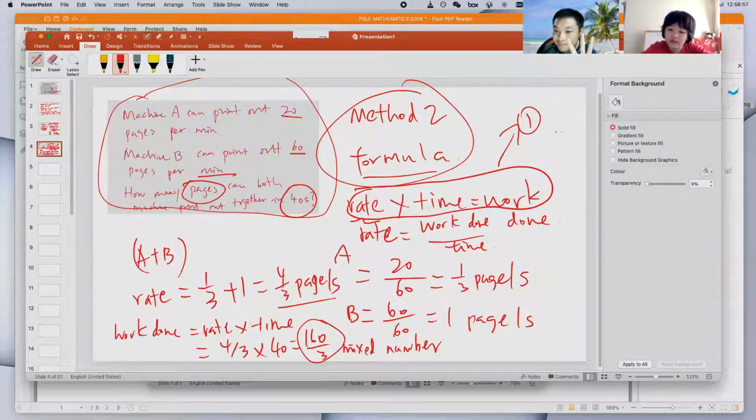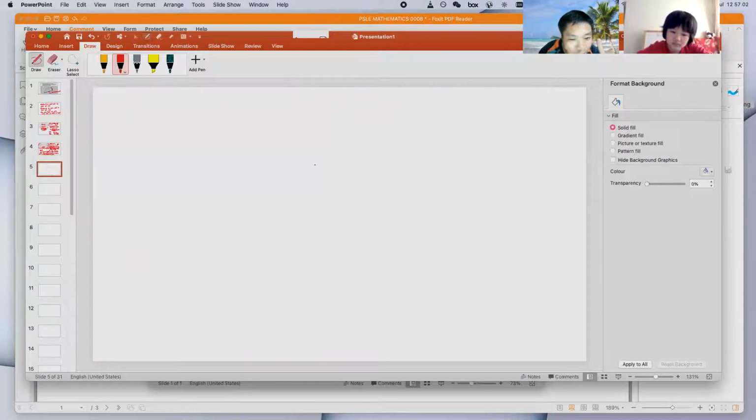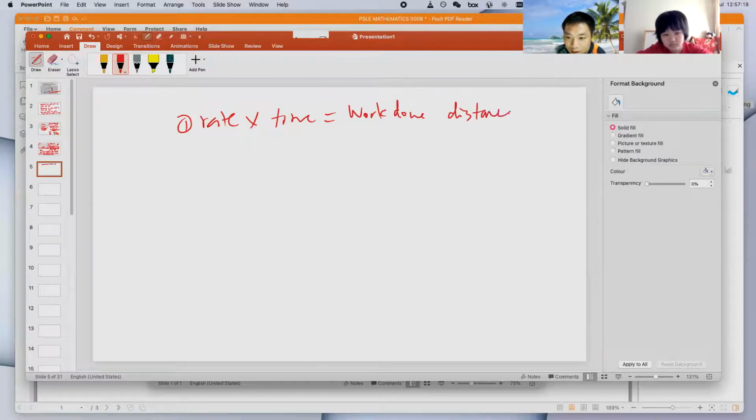I'm writing. Okay, I give you a blank canvas, I let you write here. So number 1: rate times time is equal to work done. By the way, this one includes the distance one, so you don't need to write distance already.